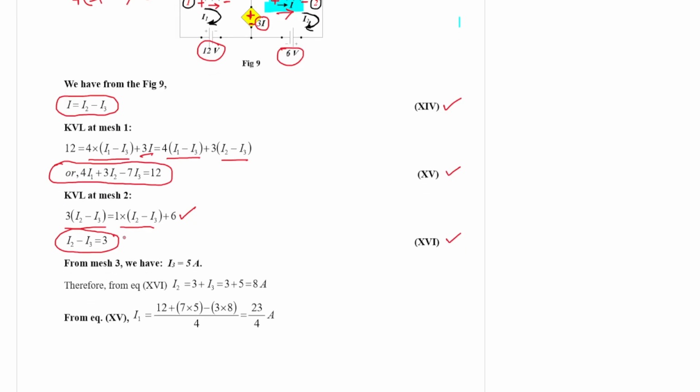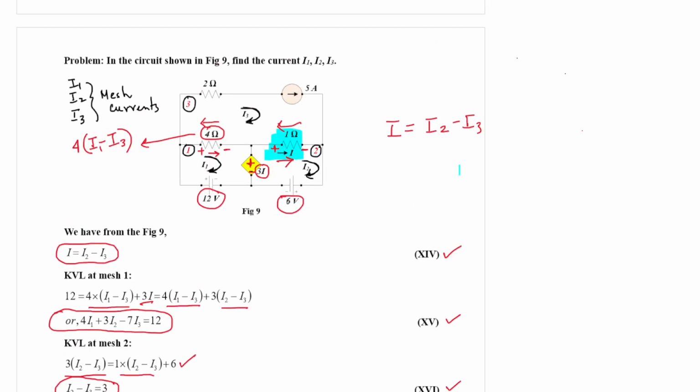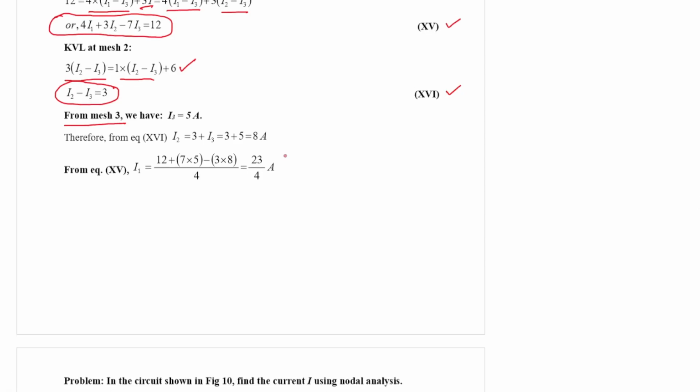Now from mesh 3, it is very important. Luckily, we are fortunate enough to have this problem. Mesh 3 current is I3. From the figure itself, it is very clear that I3 is equal to 5 ampere, because the mesh current I3 is flowing through the entire mesh, through the 2 ohm resistor, and it is also this current. So I3 we can directly write is equal to 5 ampere. This will make our work easier.